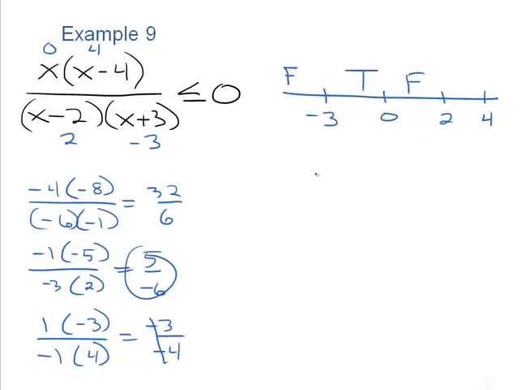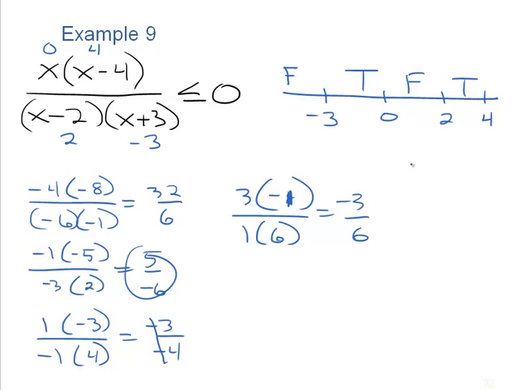In between 2 and 4, we're going to use 3. So 3 times negative 1, that's a negative 1, right? 3 minus 4 over 3 minus 2, which is 1. 3 plus 3 is 6. That's negative 3 over 6. That's a negative number, so that's true.